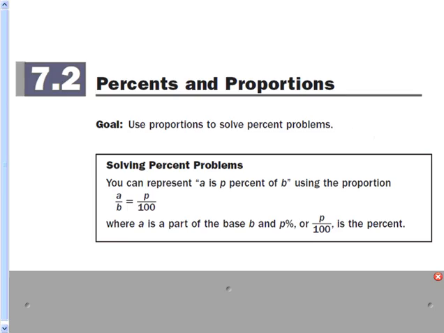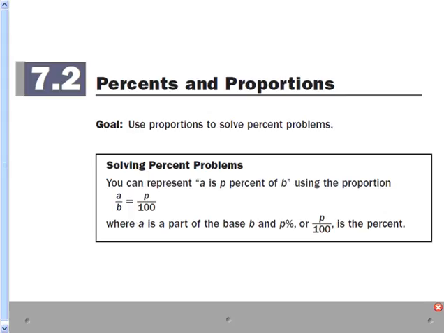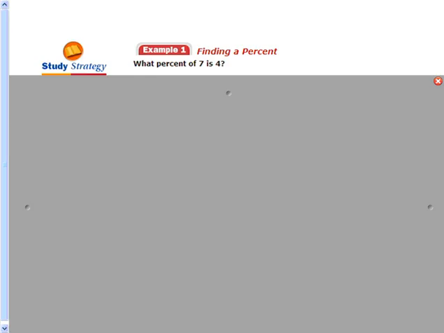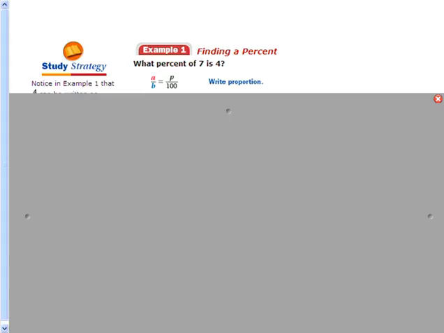So if I look at my note-taking guide now, I see the first thing is the box summarizing exactly the same thing I just read. So I'm going to move on to example 1 in my book, which is about actually using a proportion to find a percent. And the question is, what percent of 7 is 4? We're going to write a proportion using that same format. A over B, A is the part, B is the whole, is equal to P over 100, P is the percent.